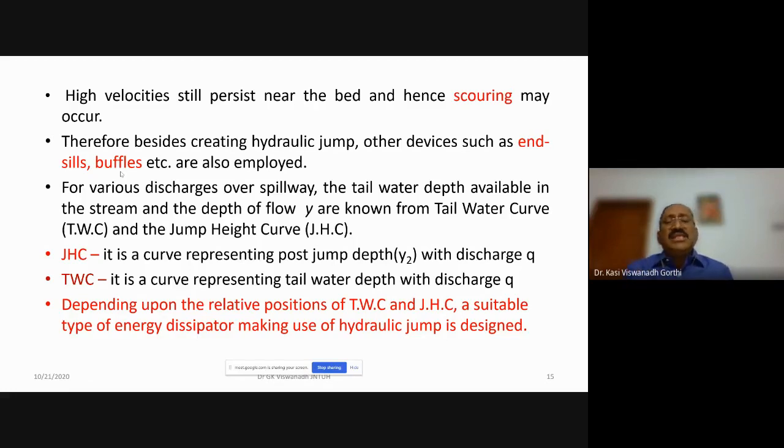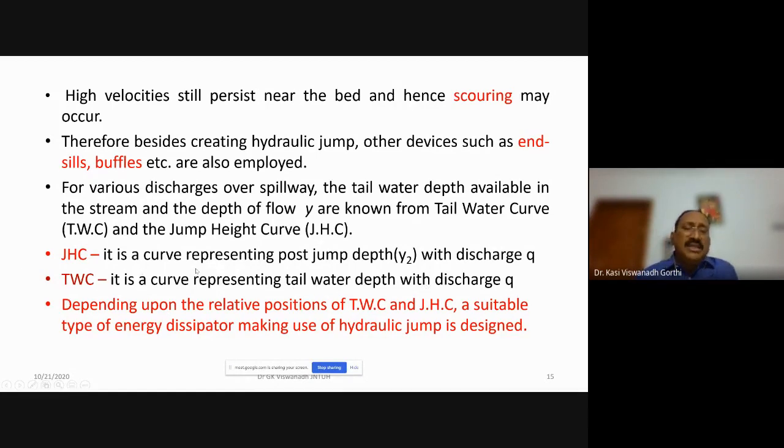For various discharges over the spillway, the tailwater depth available in the stream and the depth of flow Y2 are known from the tailwater rating curve and the jump height curve. These are the two things, and based on the relative position of the tailwater curve and the jump height curve, we will be able to know what type of depth is available there, and we will be able to design a suitable type of energy dissipating arrangement. What is this tailwater curve, TWC? It is a curve representing the tailwater depth against the discharge, small q.